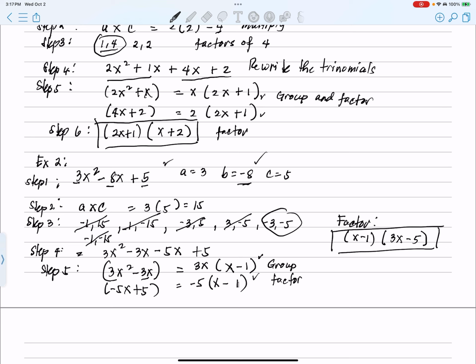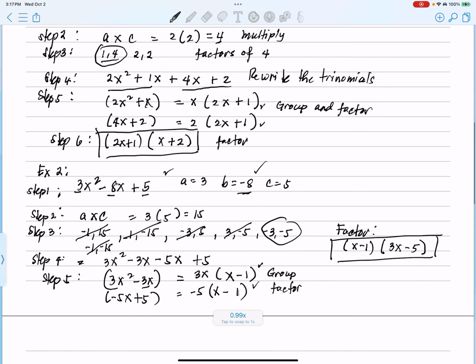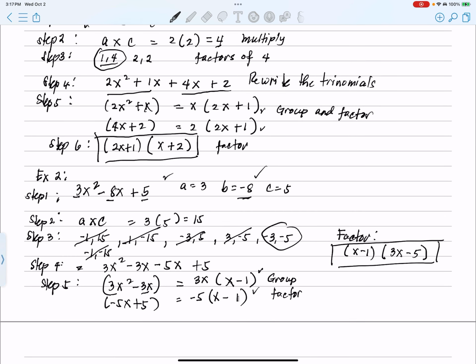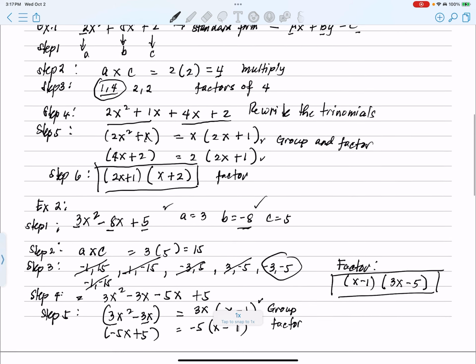Okay, I hope you remember this, class. You have reviewed how to deal with it. In my next video, I'm gonna also factor trinomials with no leading coefficient, and it will be a simple one. Okay, see you in my next video.